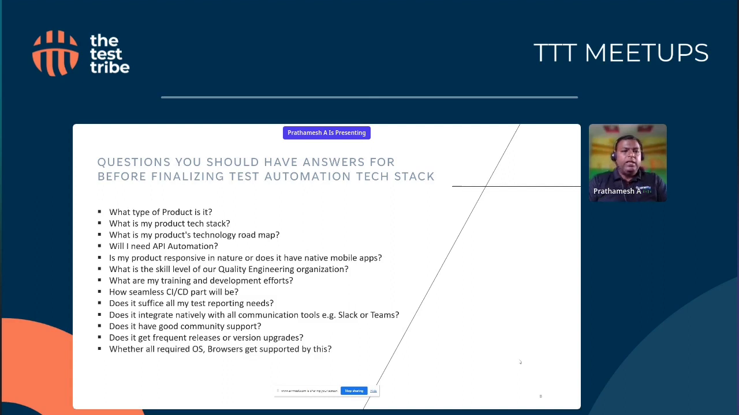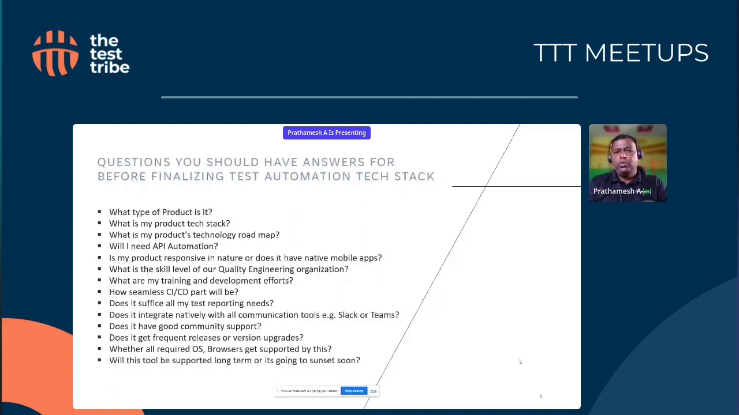Are all the required OS and browsers supported? As we talked about the ability of our test automation to execute across multiple environments, multiple platforms, that is where you should have this particular point covered, whether it has the ability to support all the OS, which can be Windows, iOS, and all the browsers, whether it is Safari, Edge, or Chrome. Does it have the ability to support all this?